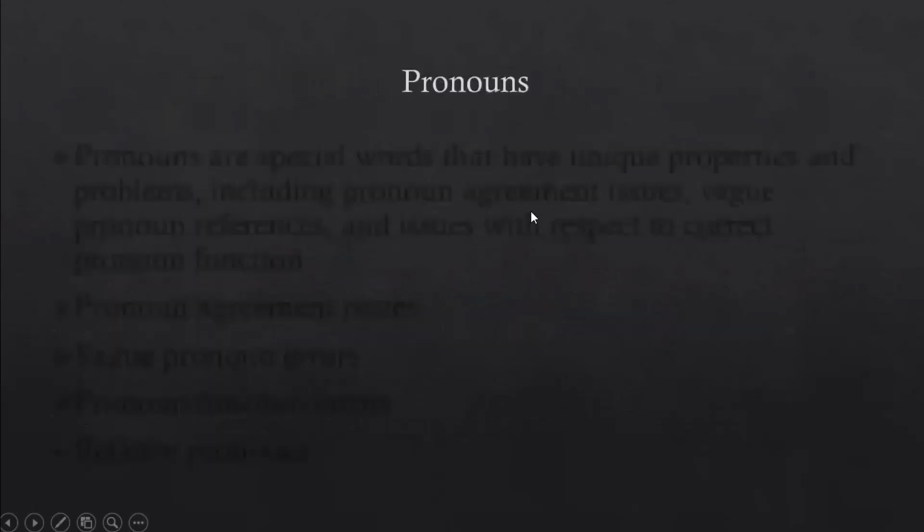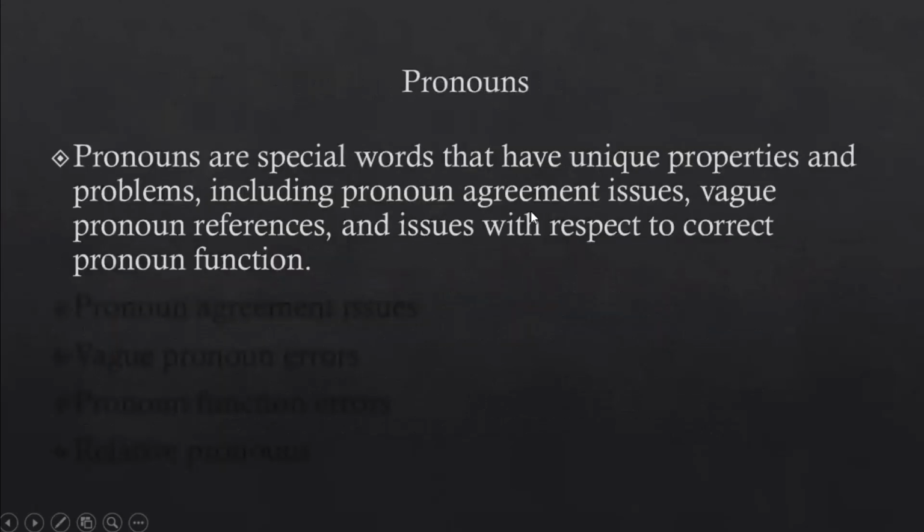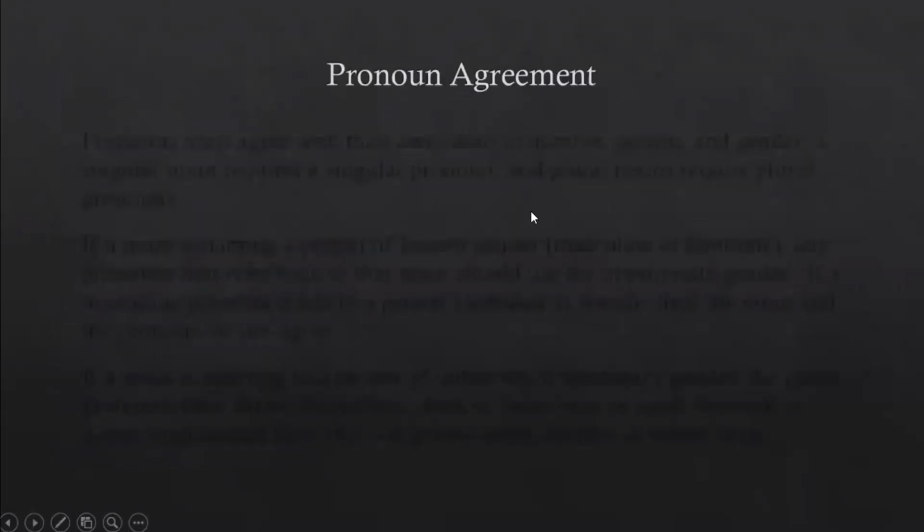So we're going to skip. We're going to talk about pronouns, special words that have unique properties and problems, including pronoun agreement issues, vague pronoun references, and issues with respect to correct pronoun function. I'll talk about all of this stuff. All right, so let's talk about pronoun agreement.